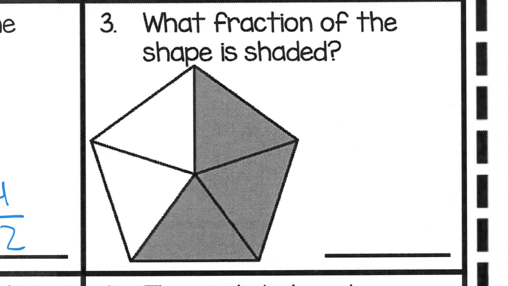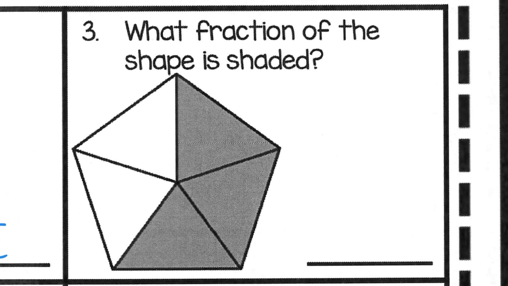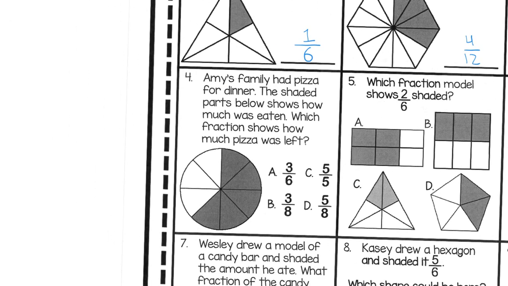Let's do number 3 together. It looks like I see 1, 2, 3 shaded in. So our numerator is going to be 3. And our denominator, our bottom number, is going to be the total number of pieces. 1, 2, 3, 4, 5. The denominator will be 5. So our answer is 3/5 is shaded in.